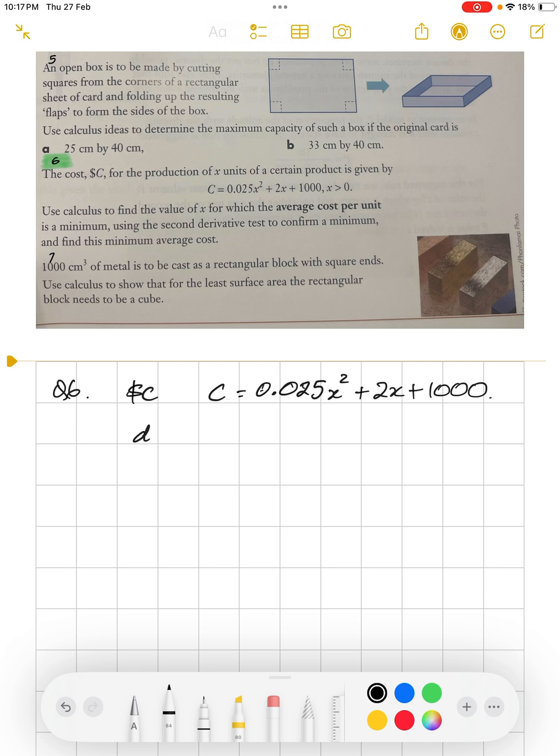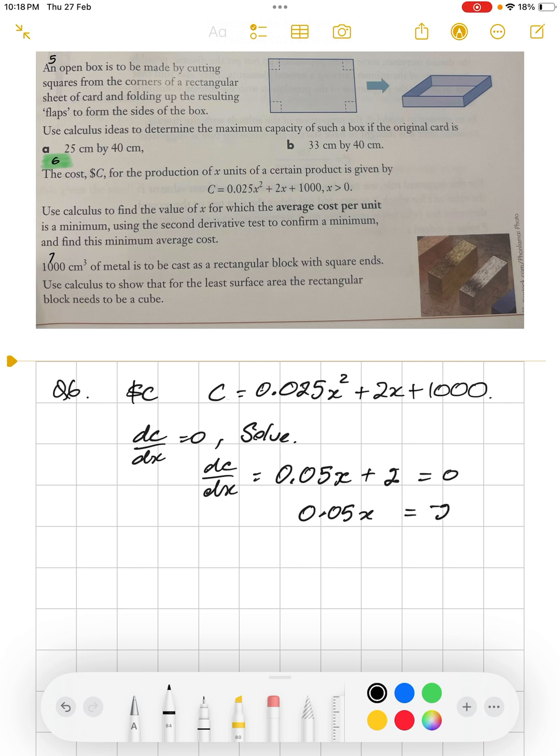Okay, well, let's get the derivative dC/dx, let it equal 0 and solve that. That will optimize it. So dC/dx would be 0.05x plus 2. If we let that equal 0, we would say 0.05x equals negative 2. x is negative 2 over 0.05, which is negative 200 over 5. We've got to actually produce negative 40 units. Well, that's because there is a turning point when x is negative 40 on our parabola.